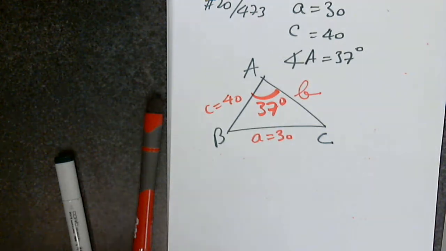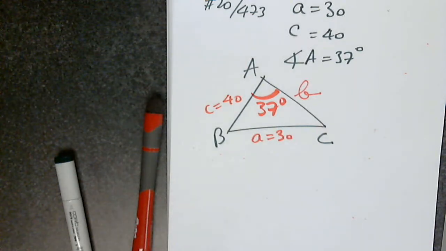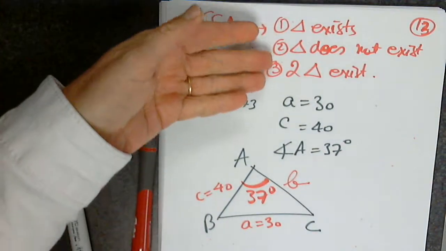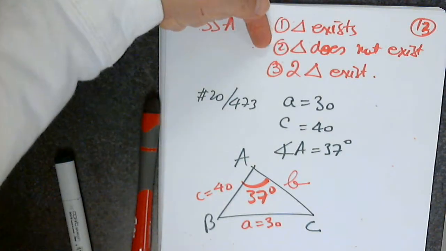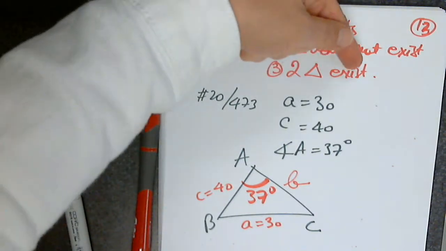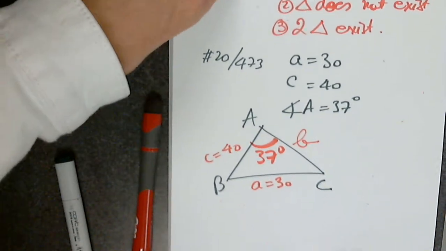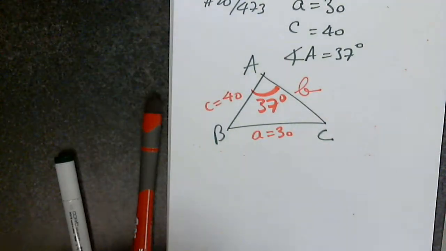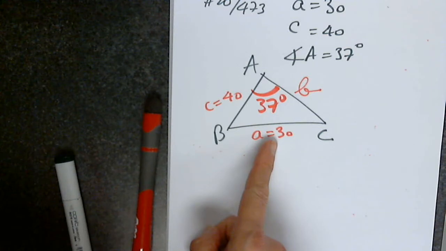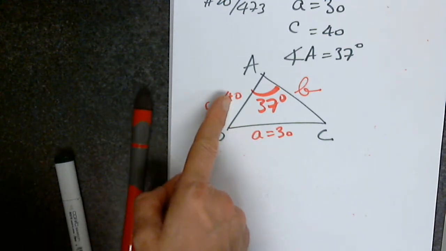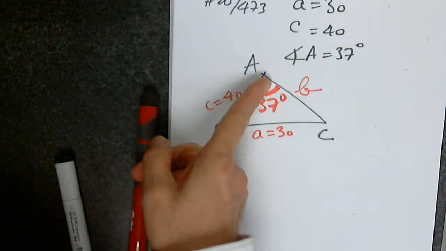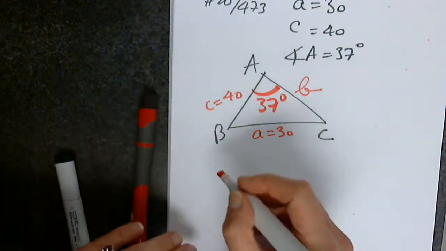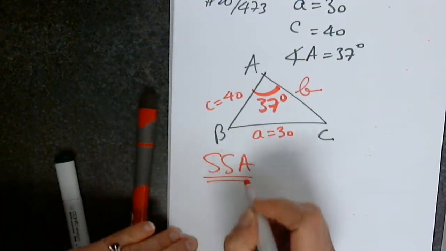If this is the case, side-side angle, I have to identify it. If this is the case, side-side angle, I have three worries. Is it one triangle, does it not exist, or is it two triangles possible? It is side-side angle, in order: side, side, angle. So since it is side-side angle, I have to be very careful.